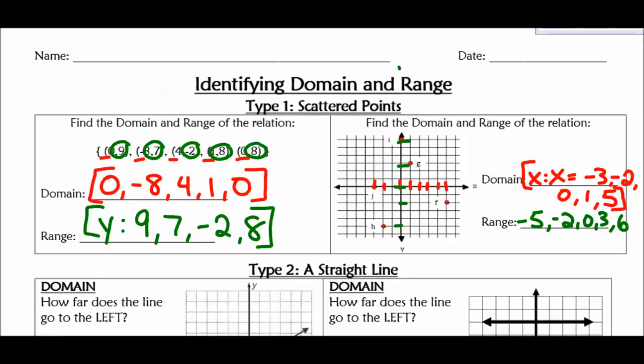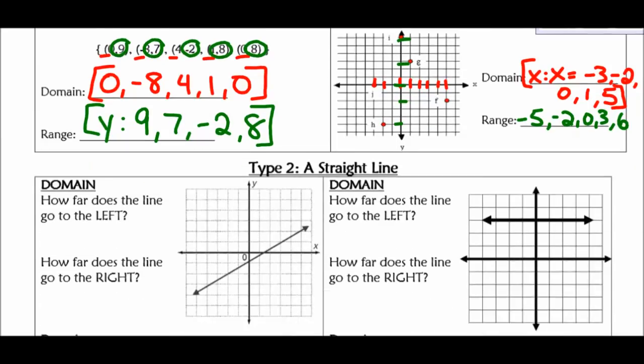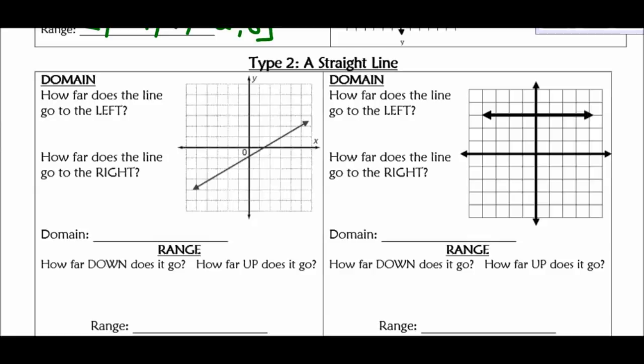Now we get into some trickier examples where it's not just scattered points. These were both just scattered points on the graph. On the next two, we're going to be talking about a straight line. Lines go on forever. That's what the arrows mean. They go on forever in both directions. That's what the arrows at the end of the line actually tell us.